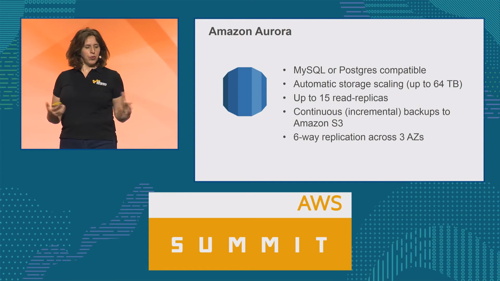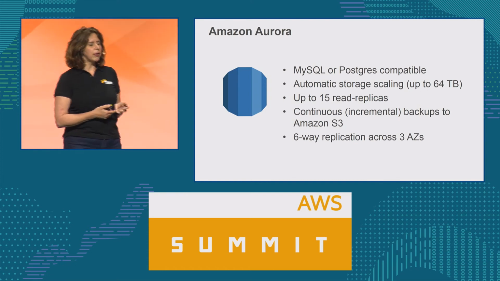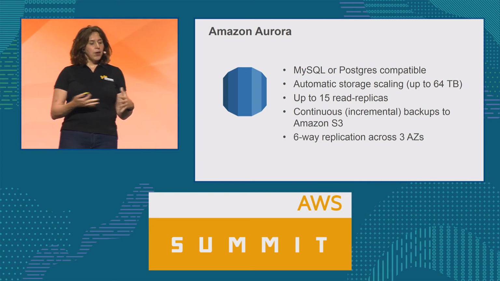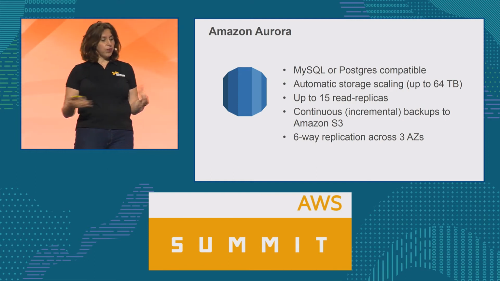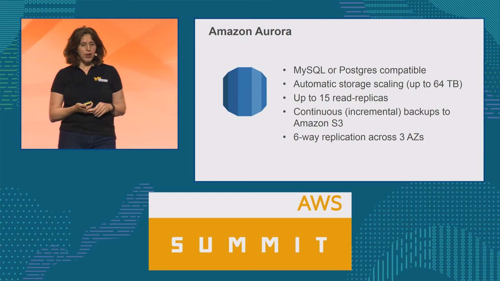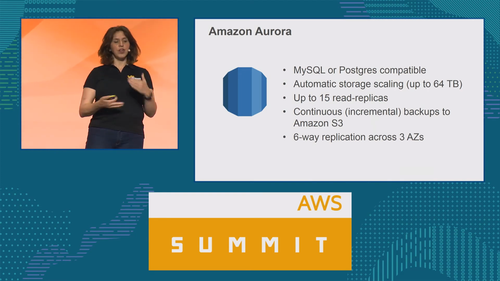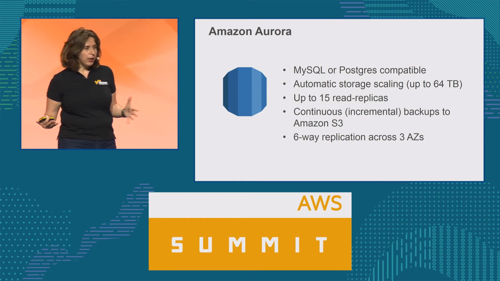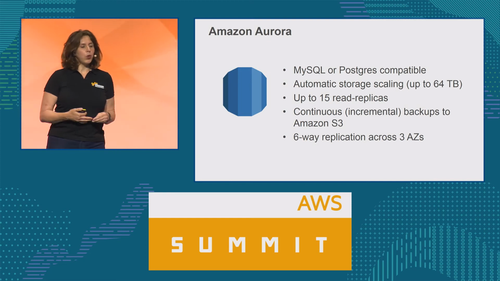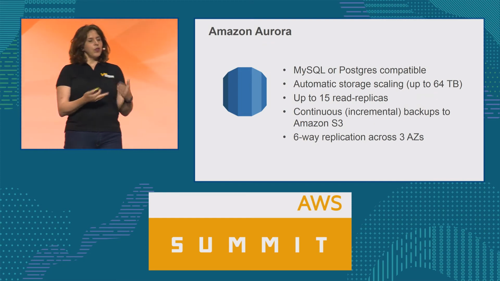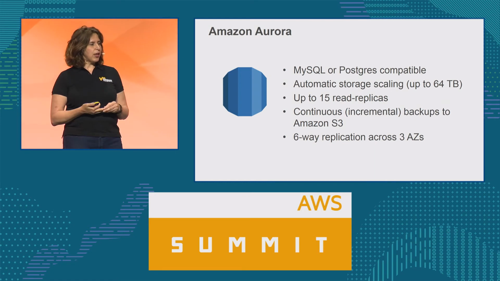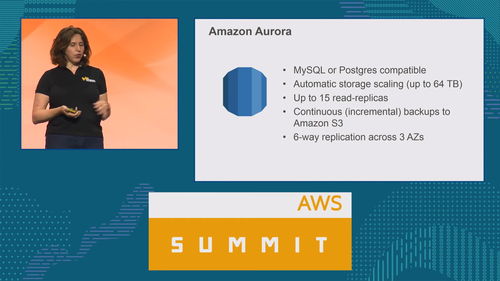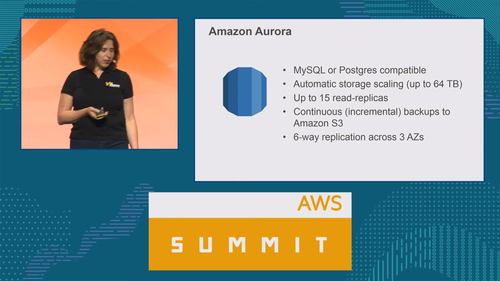Now, the other one that is a relatively new service is Amazon Aurora. So that's an implementation of MySQL or Postgres-compatible databases. It scales up to 64 terabytes. It will run 15 read replicas. And we manage continuous incremental backups to S3. And it's replicating across multiple AZs. So we will manage all of that for you. And really, the point of building out Aurora was to optimize the database for our AWS platform. So it's super fast, it's super performant compared to other similar databases.